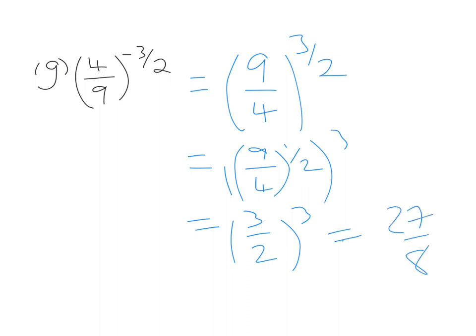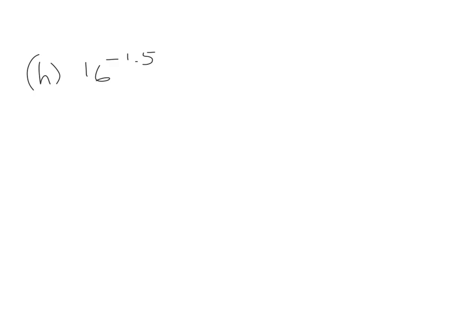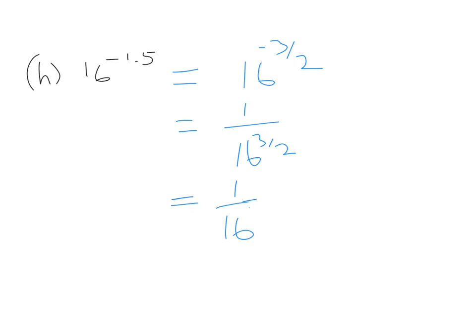And our last one then, 16 to the power of minus 1.5. Remember, if you've got a decimal, change it into a fraction. So that's 16 to the power of minus 3 over 2. So that's 1 over 16 to the power of 3 over 2. Remember then, keep your fraction inside. So it's 16 to the power of a half, all cubed. So 16 to the power of a half, that's the square root. So it's 1 over 4 cubed, and that's 1 over 64.